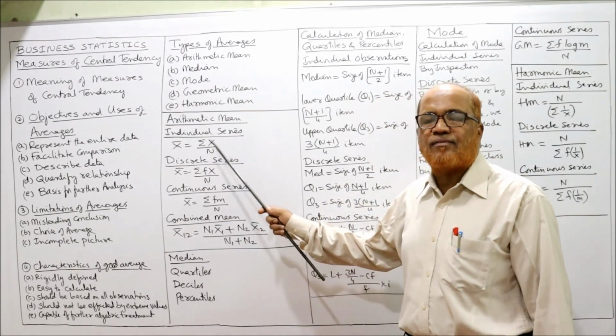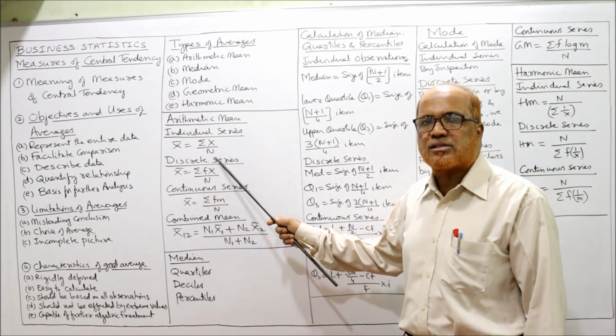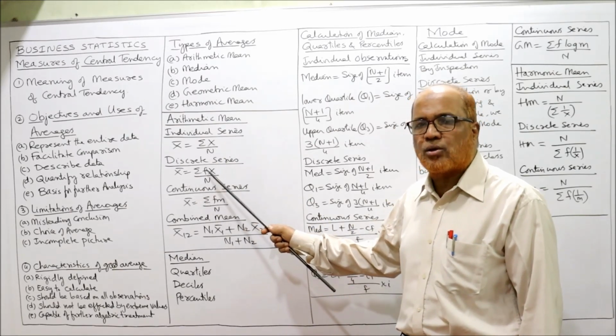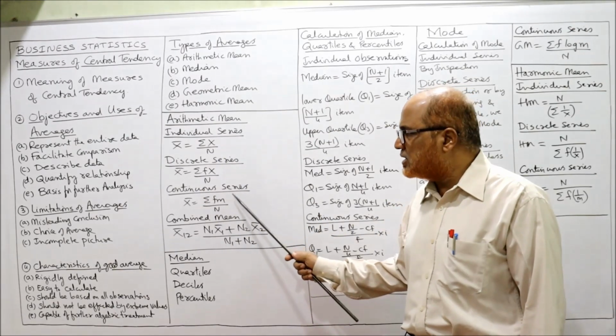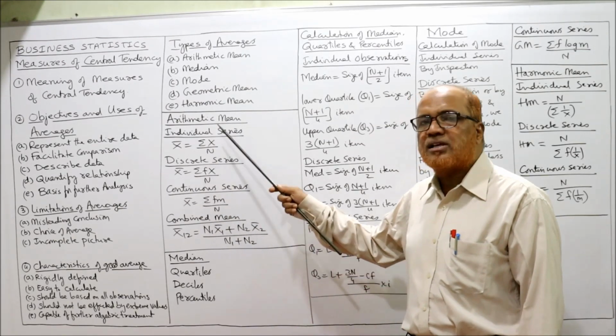So for individual series, the formula is x bar, which is the symbol for mean. Mean is equal to summation x by n. Discrete series: x bar is equal to summation fx by n. Continuous series: x bar is equal to summation fm by n. So these are the formulas we will apply.